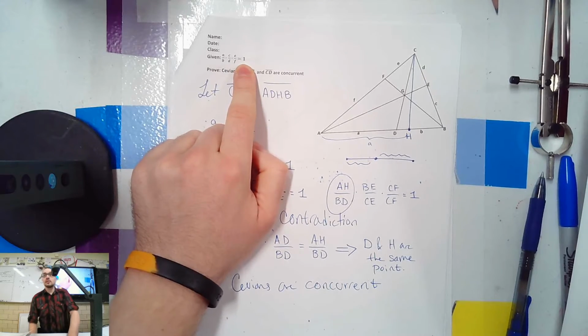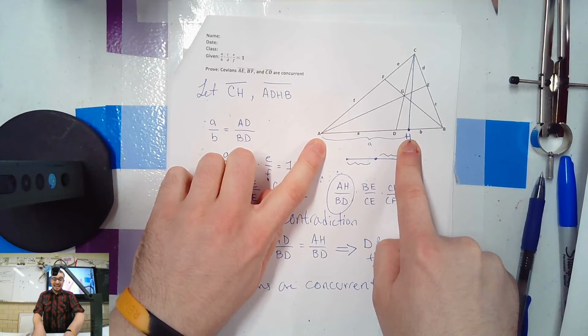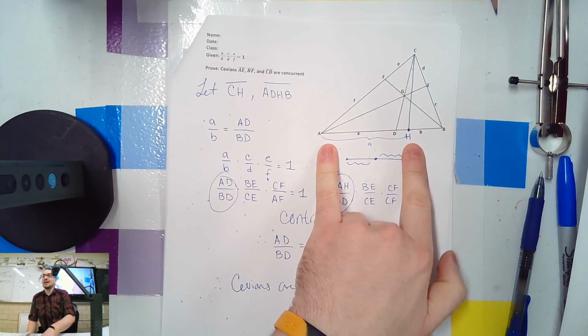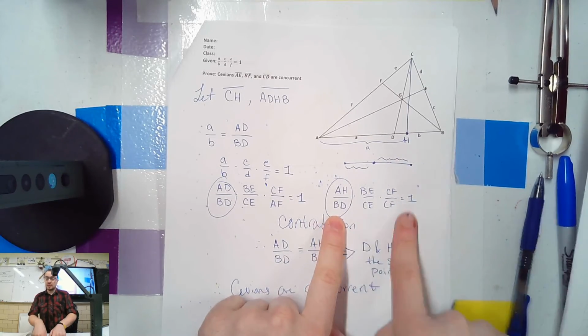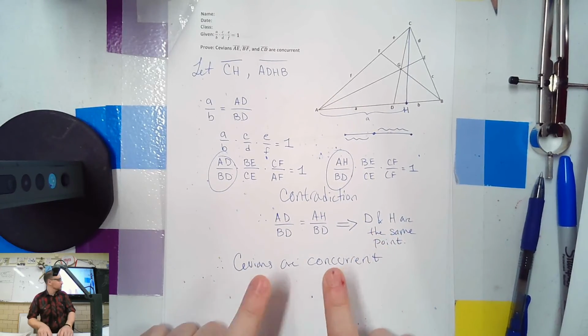I know this is true, so when I get something that says it's not, then I know that thing must be false. This can't be A, because that's A. So whatever this is would break this. Therefore, that's a contradiction. They must be the same point in order to make it work. Cevians are concurrent.